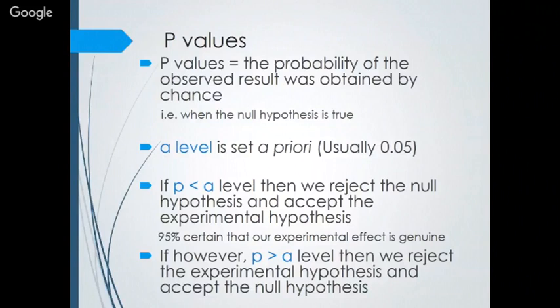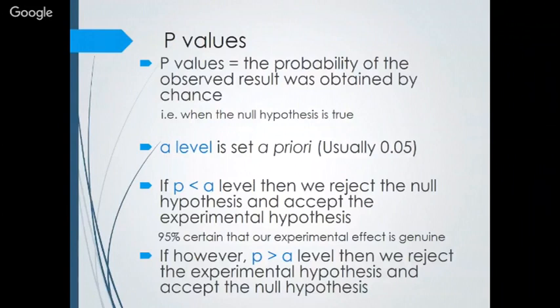What was our null hypothesis? There is no difference. Actually, we assign the null hypothesis just opposite to the experimental hypothesis. We want to check whether there is any genuine difference between the two experimental conditions. So in the null hypothesis, we keep that there is no genuine difference between the two experimental conditions. So if our p-value is less than the alpha value of 0.05, we reject the null hypothesis and accept the experimental hypothesis.